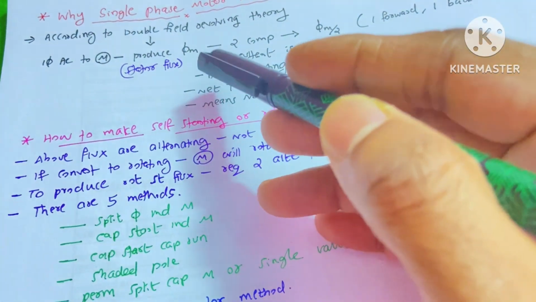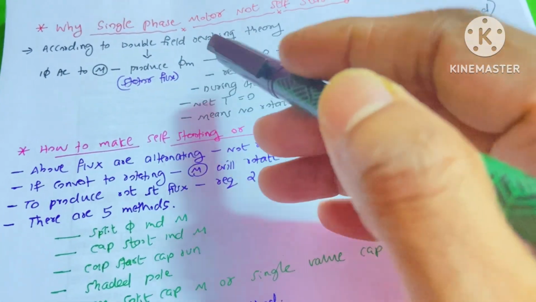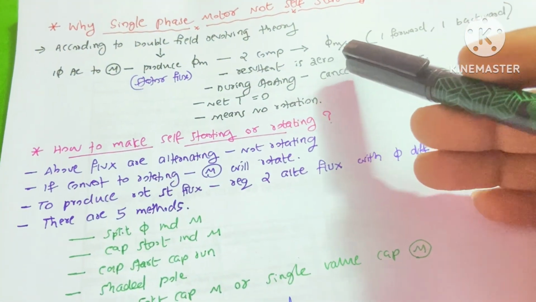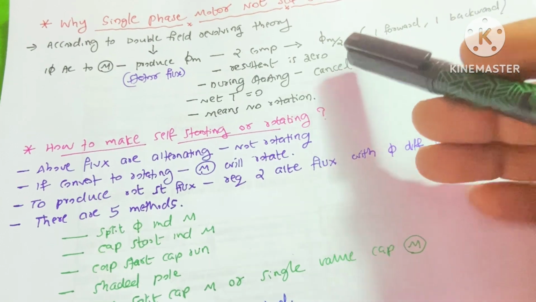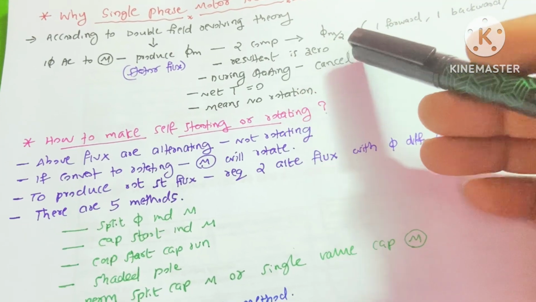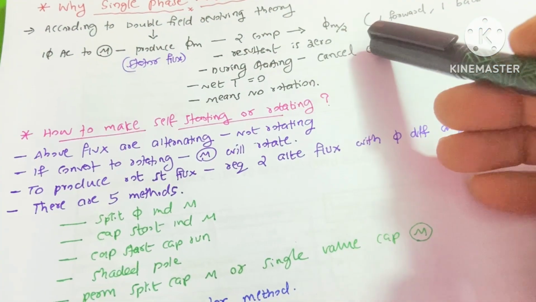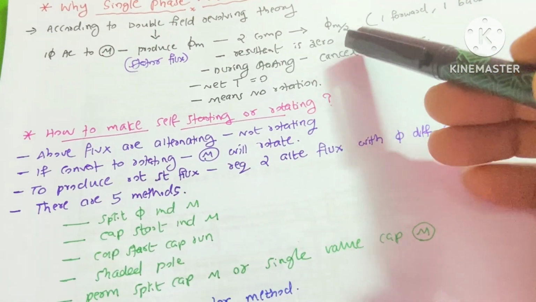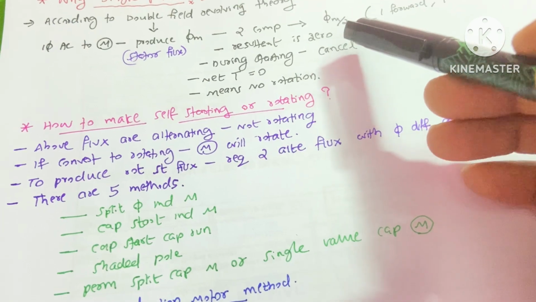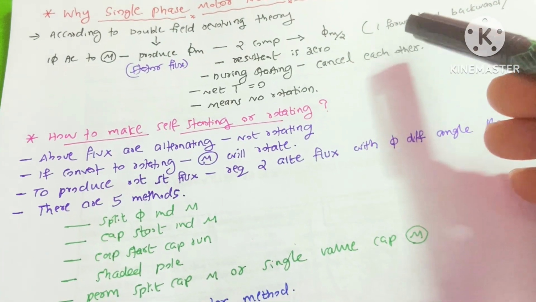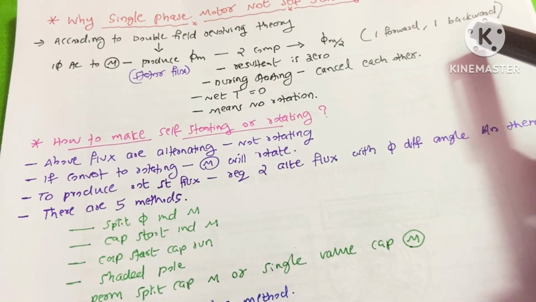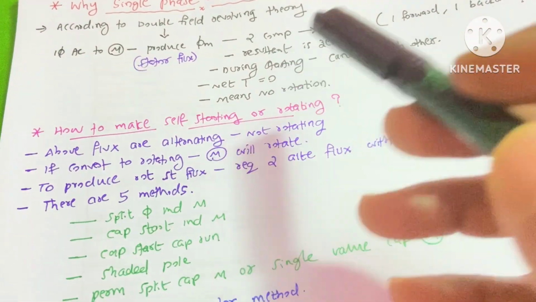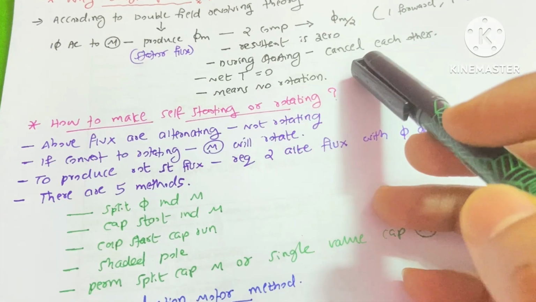flux. We could call it phi m. This flux has two components, and these two components are equal in magnitude but opposite in direction, one clockwise and another anti-clockwise, and both have a magnitude of phi m by 2, one in the forward and one in the backward direction. And here the resultant of these two components is 0.